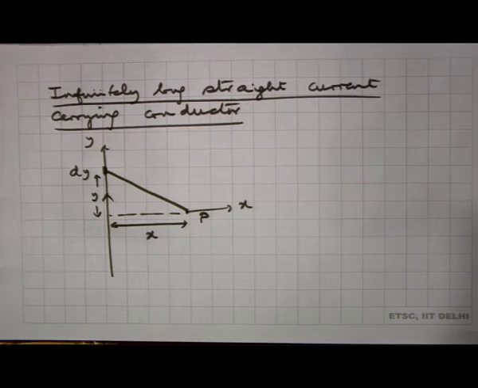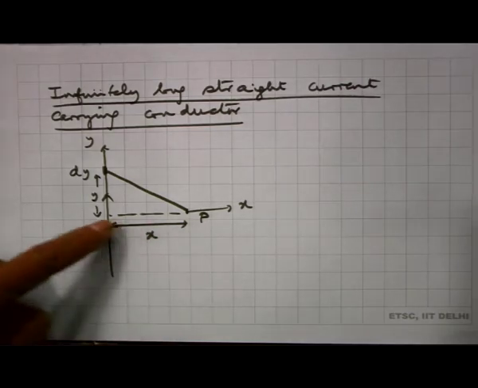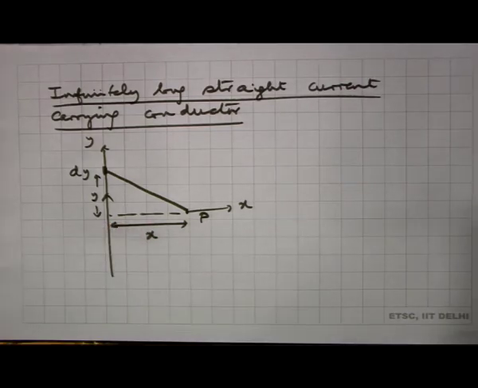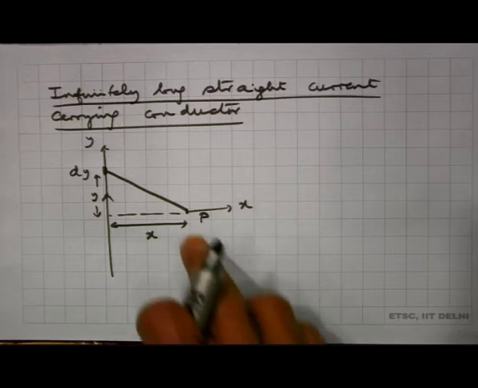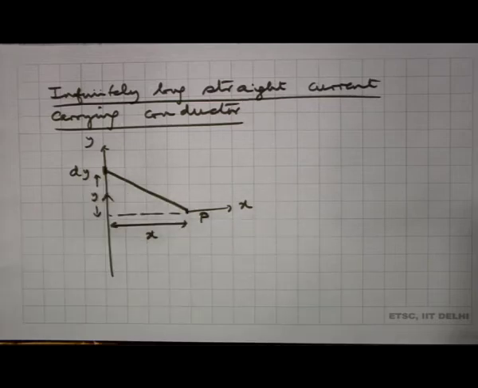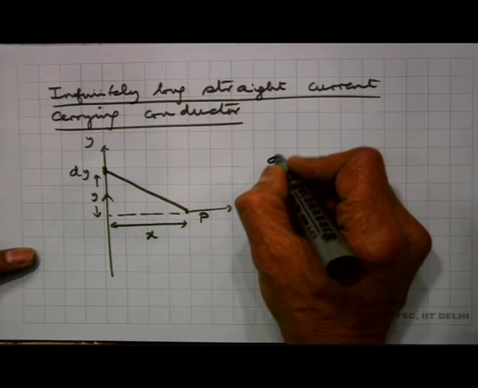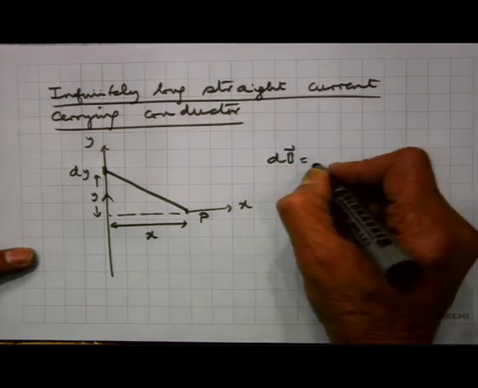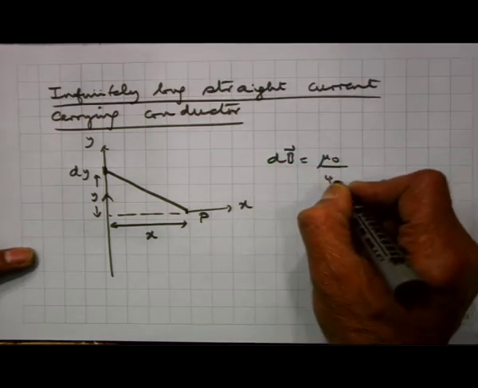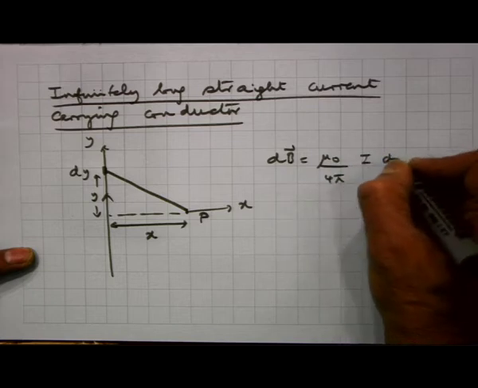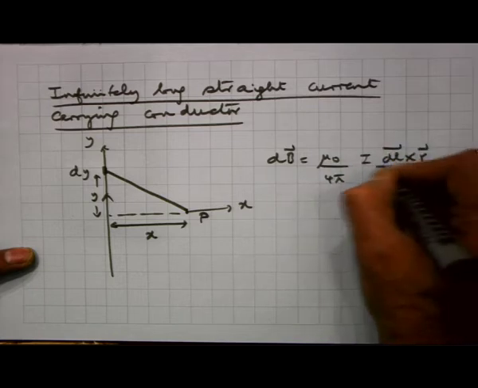So, I take one current element at a distance y from this perpendicular point here. So, that is my xy axis and I want to calculate the magnetic field at this point because of dy. Again I will use Biot-Savart law, dB is equal to mu naught by 4 pi I dl cross r by r cube.